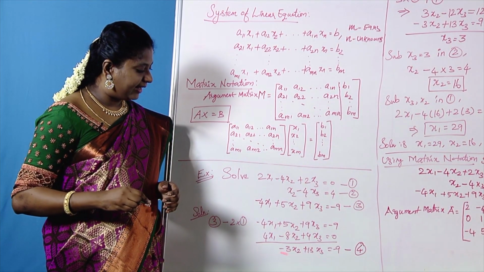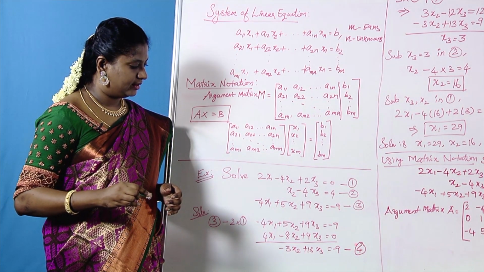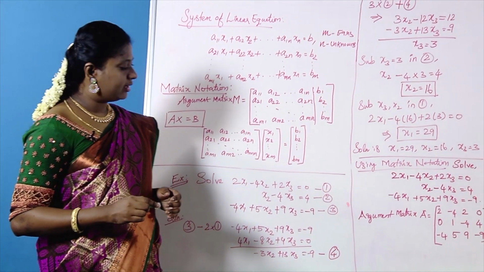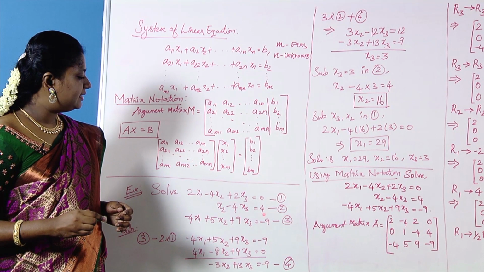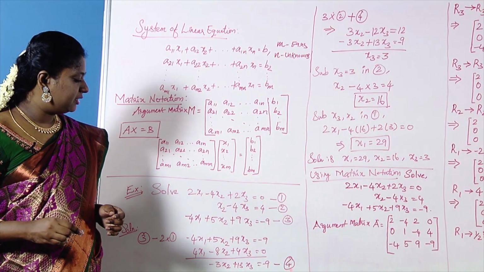So now I have named the equation that I have got as the fourth equation, and then what I am going to do is work with the second equation and the fourth equation. I am going to multiply the second equation by 3 and add it together with the fourth equation.